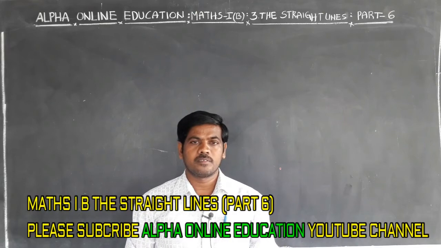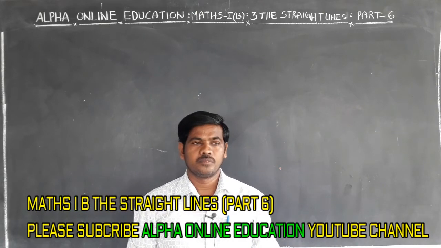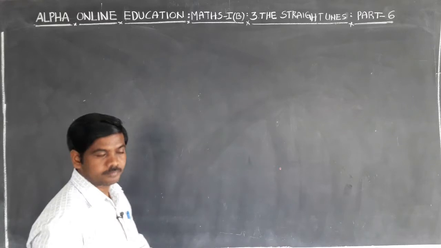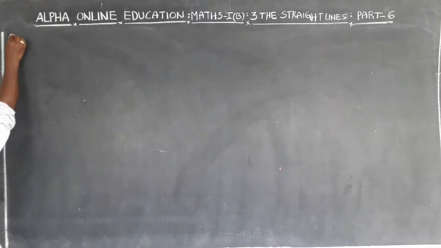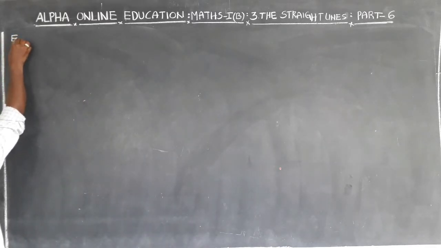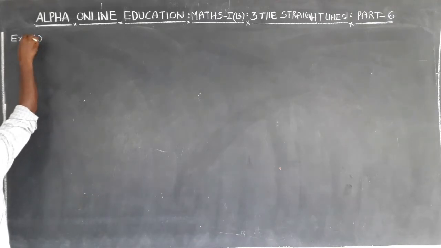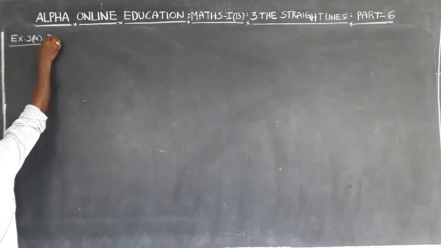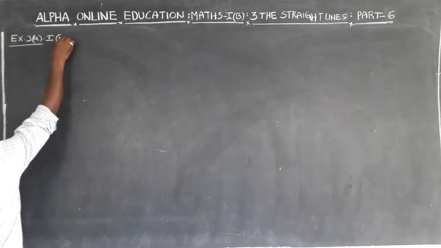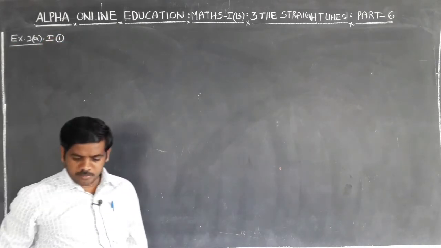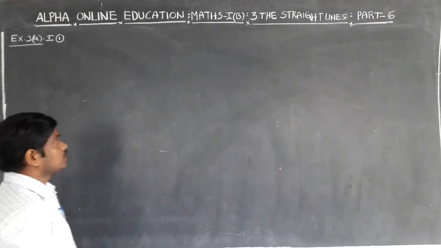Third chapter, straight lines, exercise 3A. First problem: find the slopes of the lines.